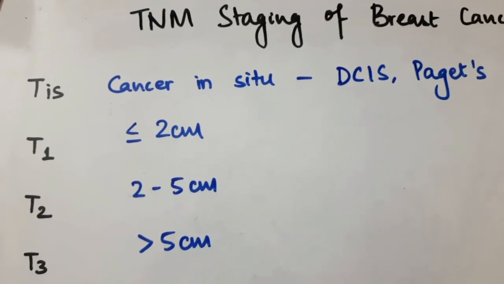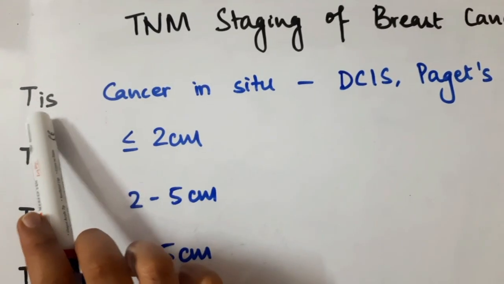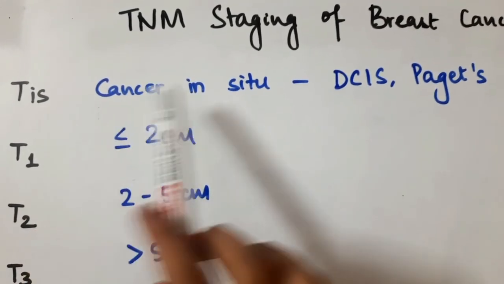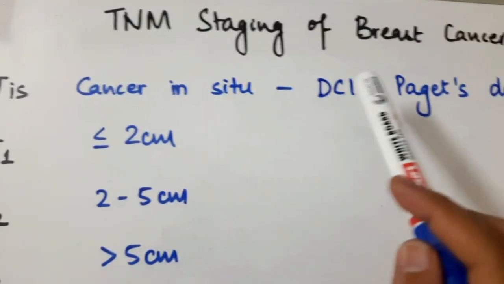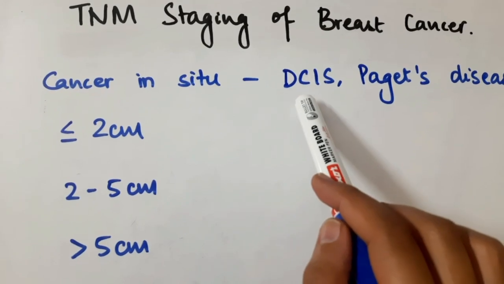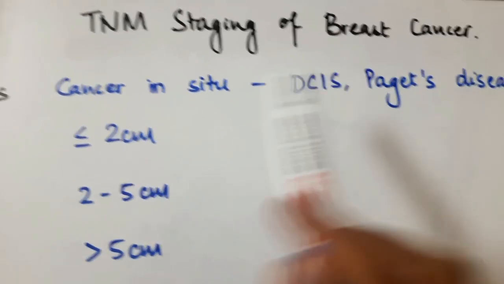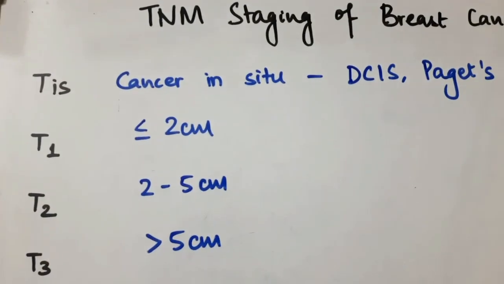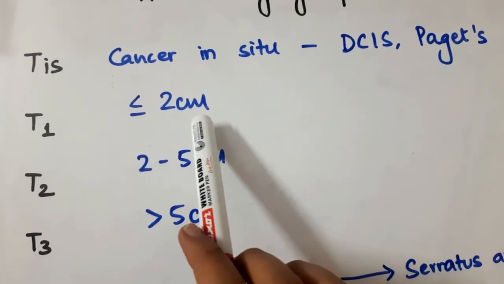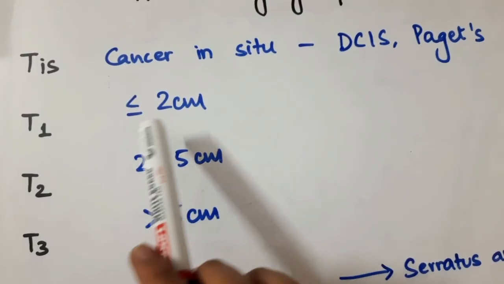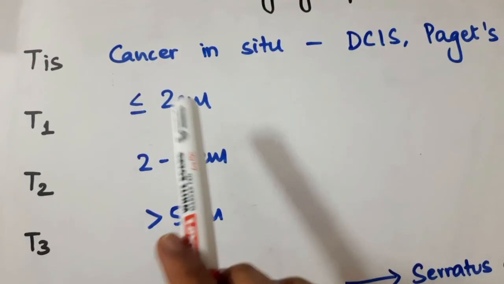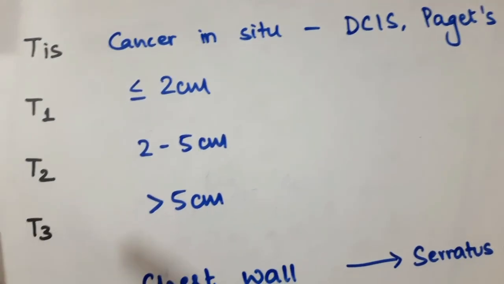So if we look at the T staging, the first stage is TIS, which means cancer in situ. IS is in situ. And this includes DCIS and Paget's disease. So if the patient has DCIS or Paget's disease, it is TIS. T1 is when the size of the lump is less than or equal to 2 centimeters. So 2 centimeters is included here. T1 is a size of less than or equal to 2 centimeters.